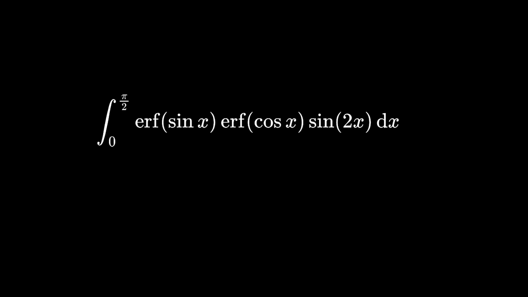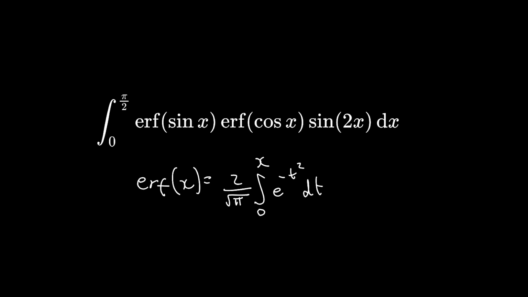Integrating the error function of sin x times the error function of cos x times sin 2x between 0 and pi over 2. So firstly, what actually is the error function? Well, it does have a very strange definition of 2 over square root pi times the integral between 0 and x of e to the minus t squared dt. But we're not actually going to be using this definition in our solution.